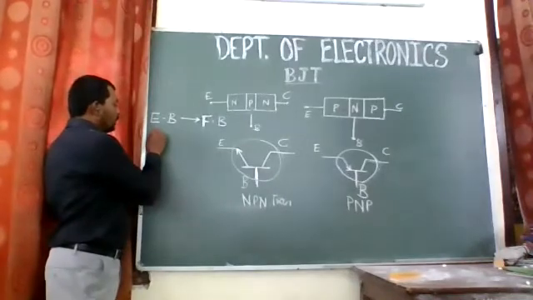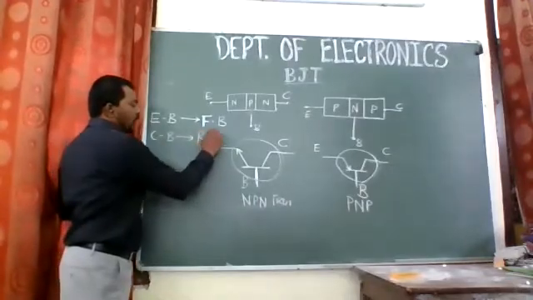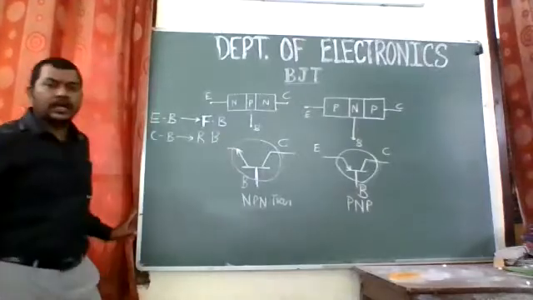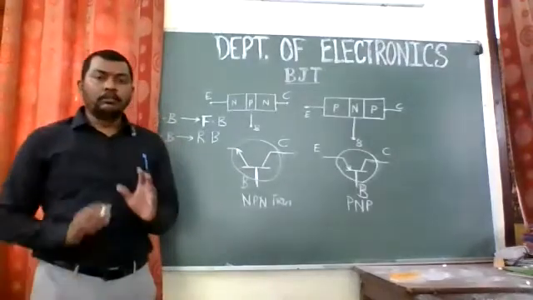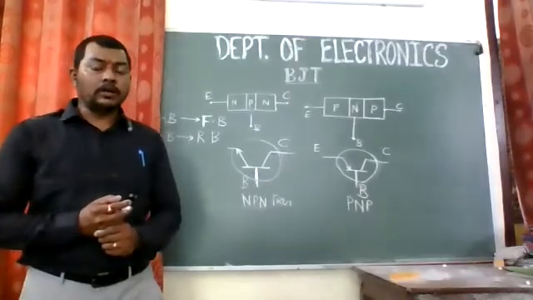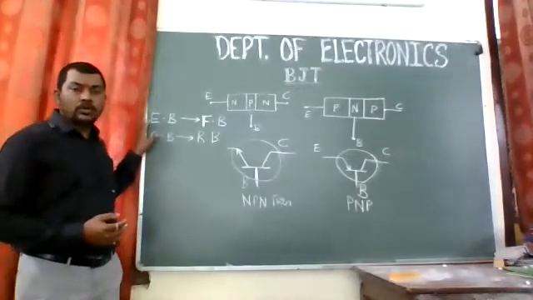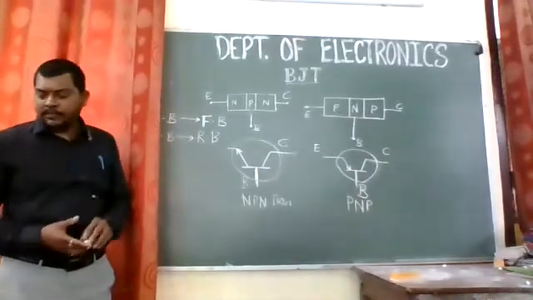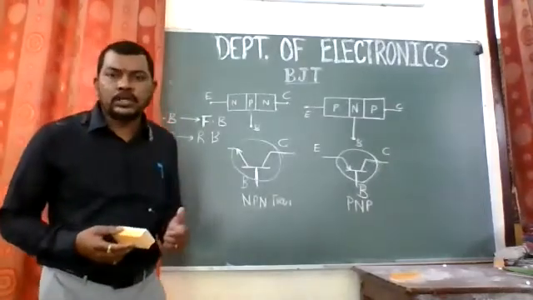And the second one is the collector base junction should always be reverse biased. Remember this protocol for biasing, or for connection of the batteries to the BJT, bipolar junction transistor. Emitter base junction should always be forward bias and collector base junction should always be reverse bias. Remember this. Now we'll start how it is going to be connected and how it works, right?